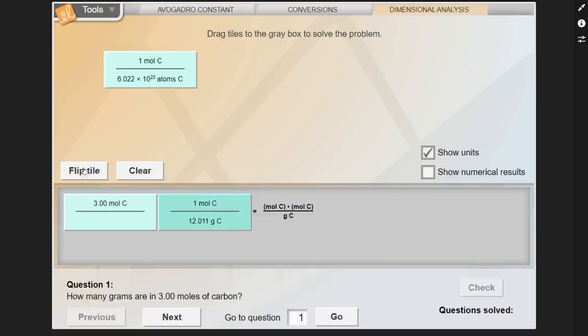So in order to fix this, there's a flip tile button. And oh, look at that. Right away, it shows me that my moles have canceled out. It draws those lines for you. So you need to make sure that all the lines are crossed out of those units that you don't want. And the show units shows me that I'm ending with the correct units, which is grams of carbon.